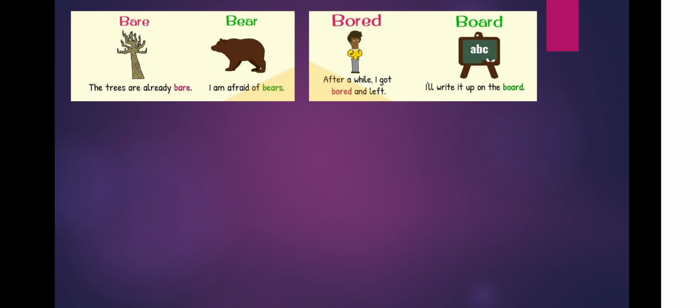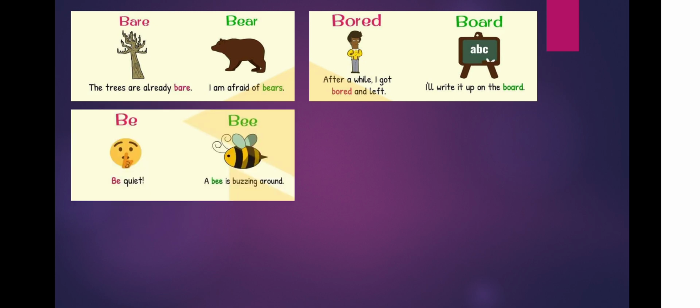So next, bee and be. Bee is a creature of nature, right? Bee in Hindi we can say madhumakhi. And be: be quiet, be happy, be healthy, and what more words can we say with be, right? Be is always used in sentences, right?